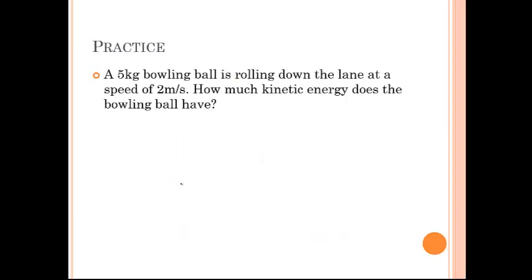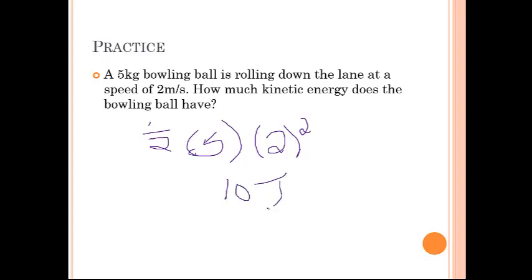So let's go ahead and practice. So we have a 5-kilogram bowling ball rolling down the lane at a speed of 2 meters per second. So how much kinetic energy does the bowling ball have? So again, kinetic energy is 1/2 times the mass, which in this case is 5, sorry about the handwriting, times the velocity, which is 2, but now we need to square that. So 2 squared is 4. 4 times 5 is 20, and then 20 times 1/2 is 10. So the kinetic energy of this bowling ball is 10 joules.